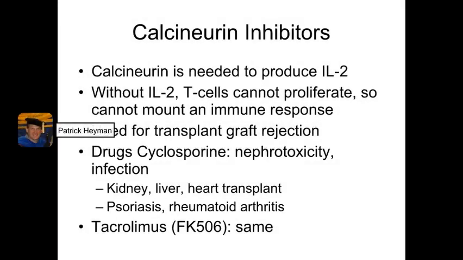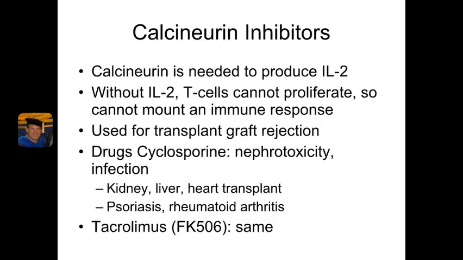The first class of anti-immune drugs is calcineurin inhibitors. Now, calcineurin is the substance that is needed to produce interleukin 2. Interleukin 2 is a cytokine that tells T cells to proliferate. Remember, we don't want T cells just proliferating anytime they feel like it. We only want them to proliferate when there's a need for them.